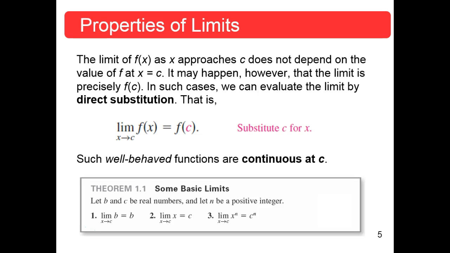So here are some basic limits. These are ones that we're going to take for granted. If b and c are any real numbers, and n is any positive integer. B and c, any real numbers: positive, negative, fractions, decimals, rational, irrational, it doesn't matter. Here's the first, and hopefully this is pretty obvious. The limit as x approaches c of b is b. What's the function? f of x is equal to b.